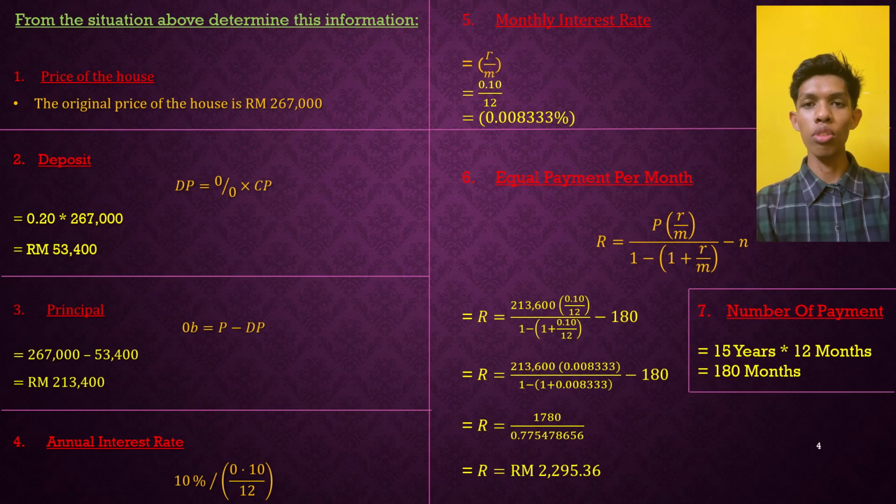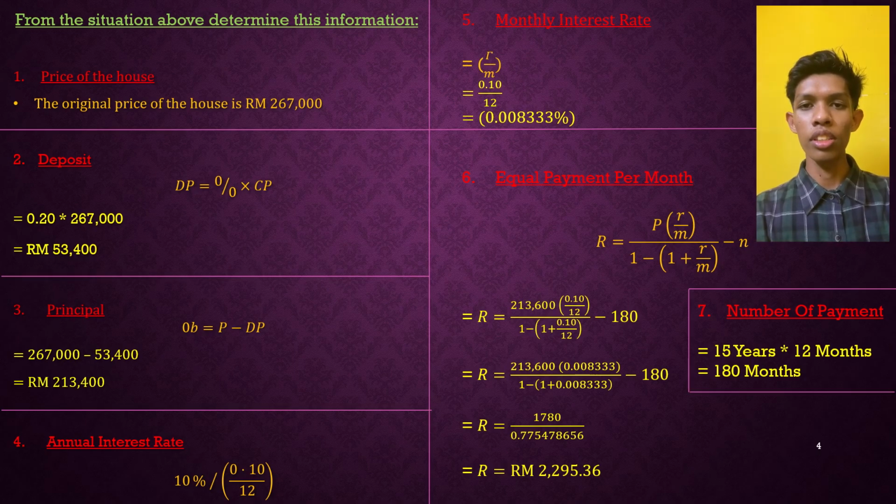Soalan pertama, price of the house. The original price of the house is RM267,000. Soalan yang kedua, deposit. Down payment darab dengan price, 0.20 darab dengan 267,000, akan dapat RM53,400. Soalan yang ketiga, principal.